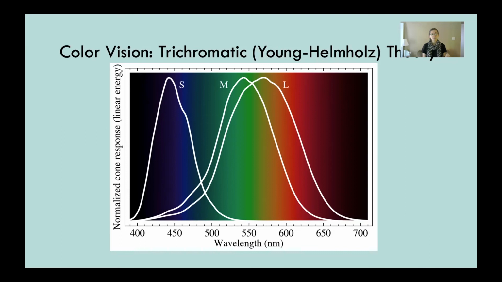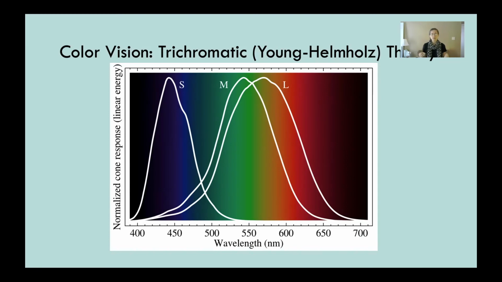Now, if you see stuff that's in the yellow range, which is between the green and the red there, you're going to have some of the green ones, some of the medium and some of the long wavelength cones activated at the same time, and that's going to contribute to your brain perceiving the yellowish color.